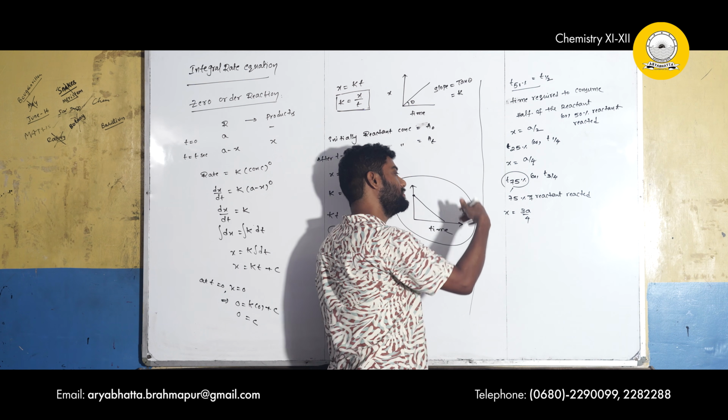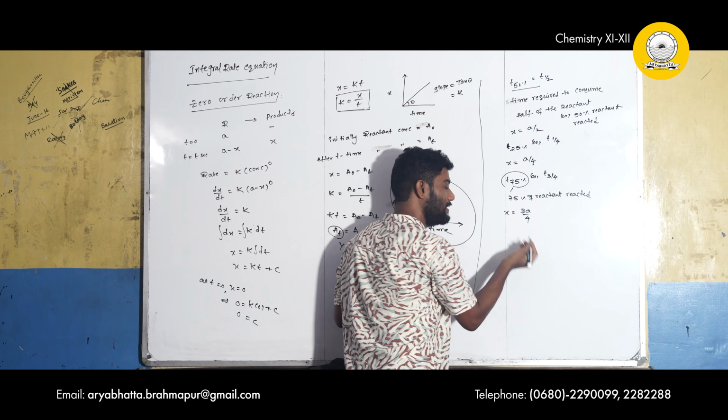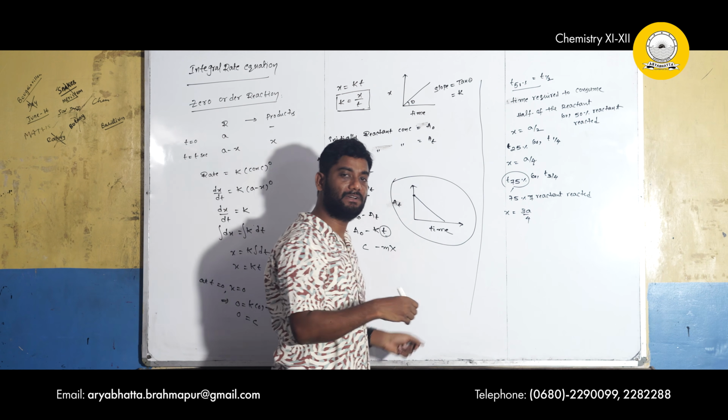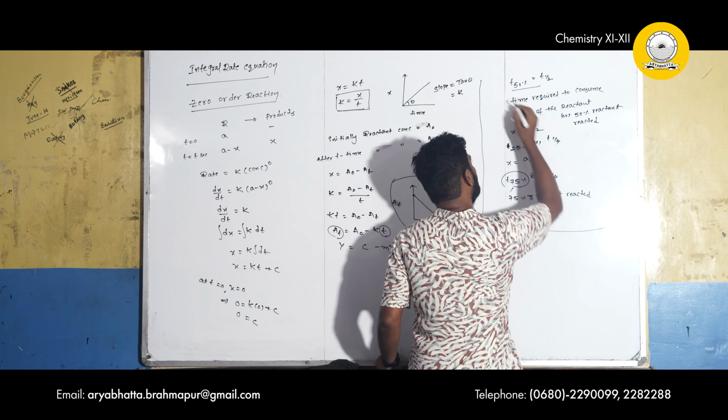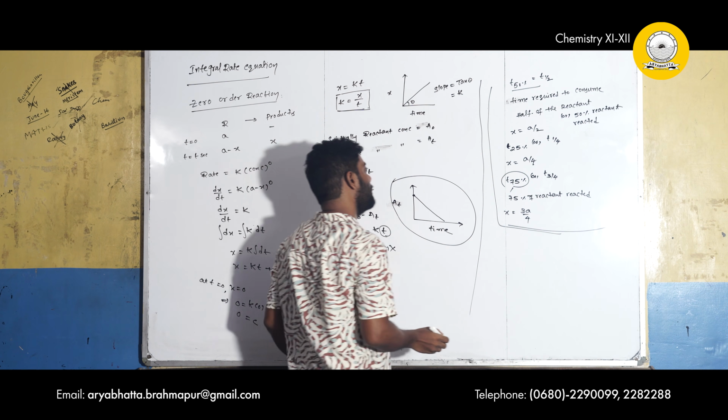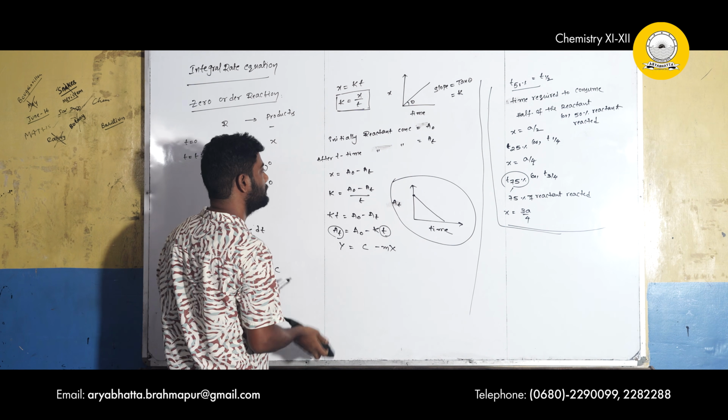Now you can substitute. For about T 90% loss, it means 90% of reactant. This is just a basic, we can apply upon any order way. Okay. Now we'll discuss this.